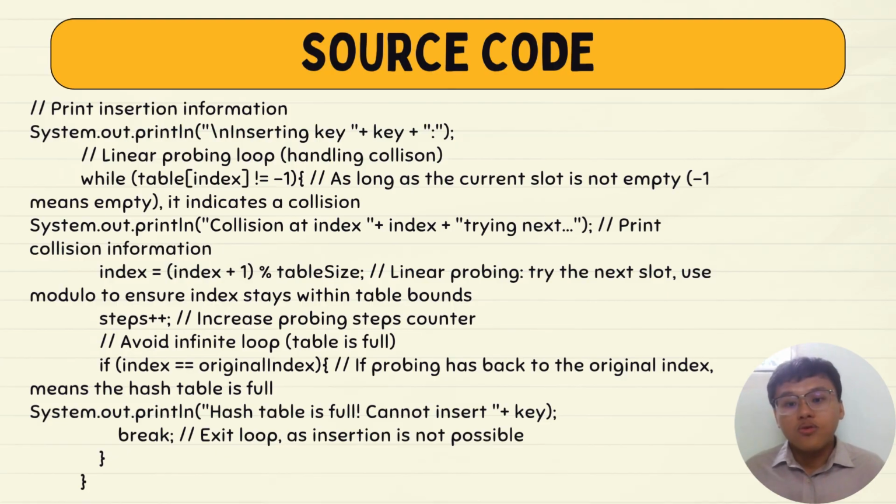Then next, we want to avoid infinite loops when the table is full. So we use an if statement. If probing hashes back to the original index, it means the hash table is full. So we need to print information like the hash table is full, so now we cannot insert any key. Then we break to exit the loop as insertion is not possible.